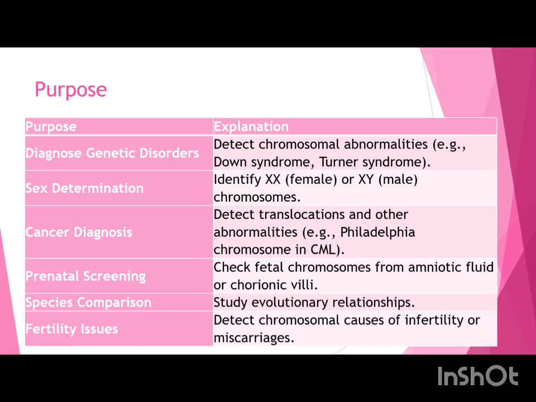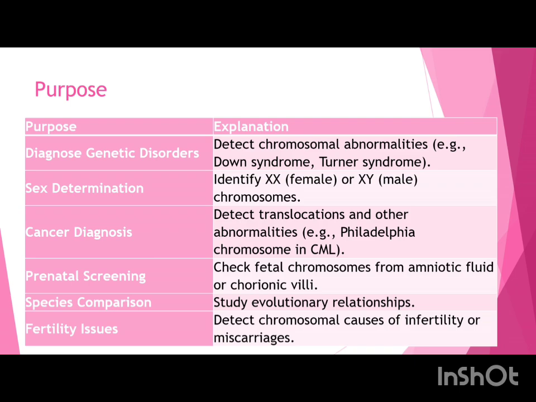So what is the purpose of doing karyotyping? We can detect genetic disorders. The sex can be determined, whether it will be a male or a female, because when you study the karyotype, you will find that the sex chromosomes are either XX or XY. It will easily be observed, so you can determine the sex of the child.